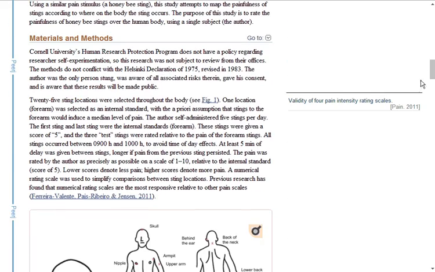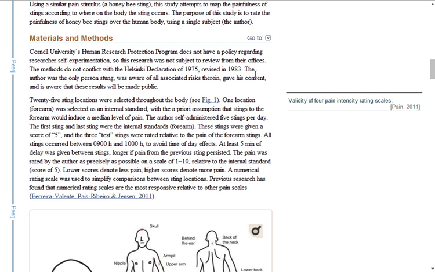So, materials and methods. Here it talks about him doing the experiment. The author was the only person stung. So they're admitting that, hey, a sample size of 1 is probably not the greatest. But are you really going to be able to find a whole bunch of people willing to submit themselves to being stung by bees over and over and over again? I know I wouldn't volunteer for that, even in the name of science. So that's probably why we have a sample size of 1.